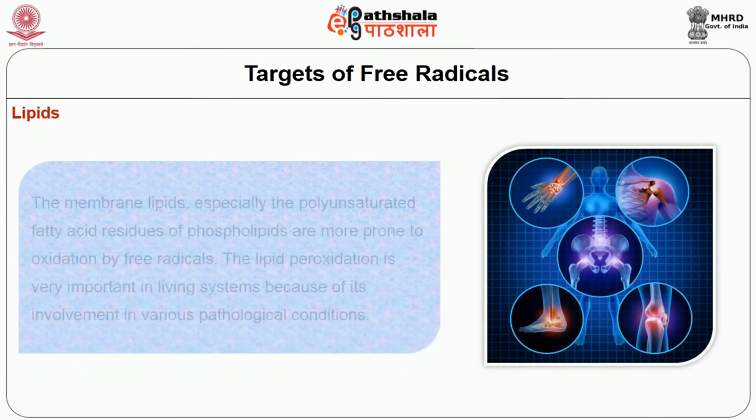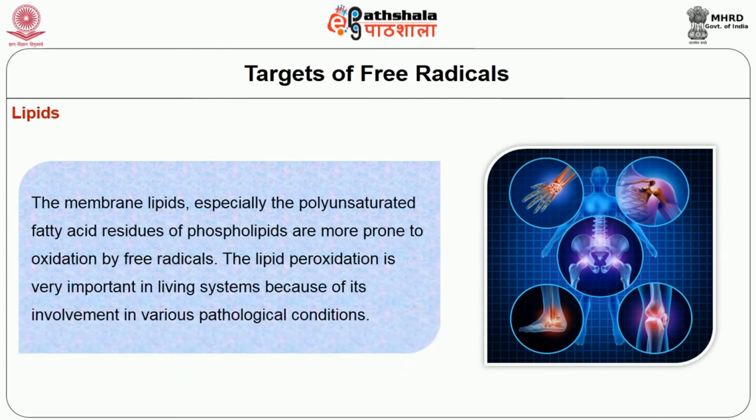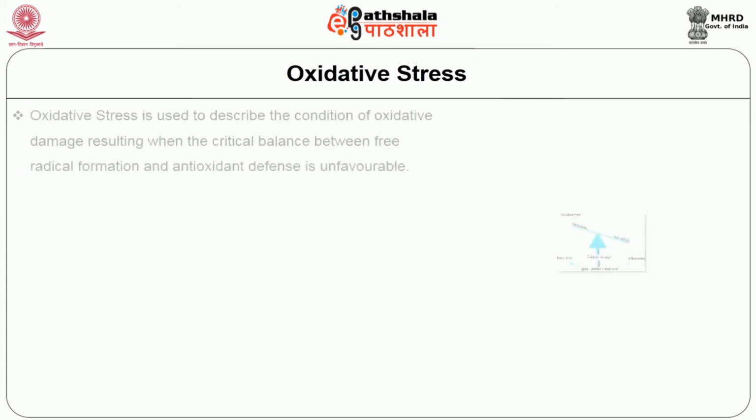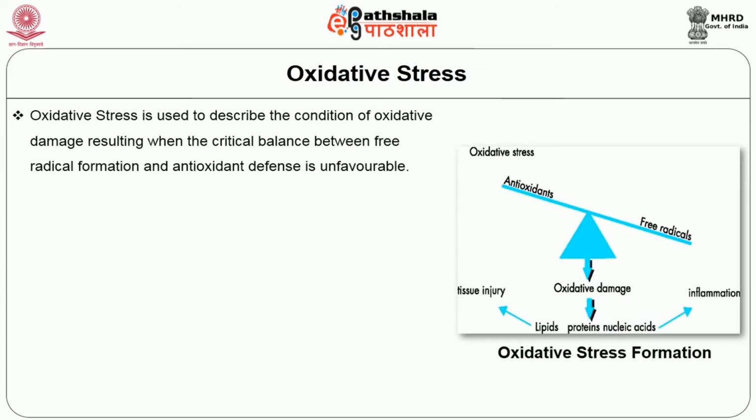The next biomolecule affected by free radicals are lipids. The membrane lipids, especially the polyunsaturated fatty acid residues of phospholipids, are more prone to oxidation by free radicals. Lipid peroxidation is very important in living systems because of its involvement in various pathological conditions. Now we are going to talk about oxidative stress.